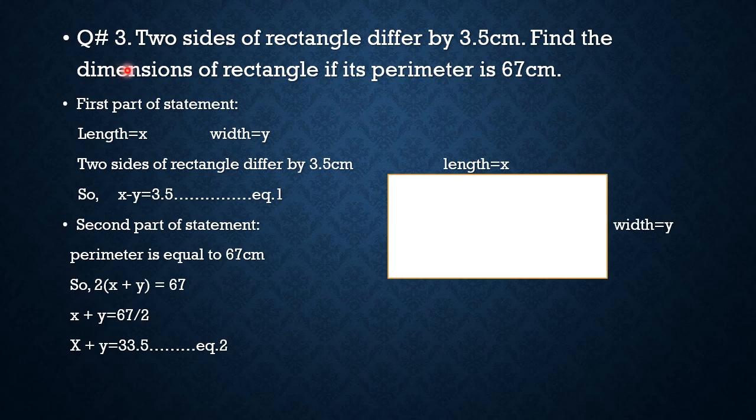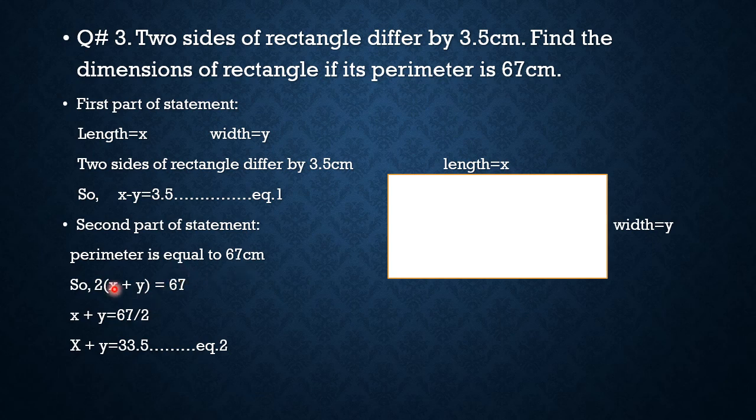Now move on to question number 3. Two sides of a rectangle differ by 3.5 centimeter. Find the dimensions of the rectangle if its perimeter is 67 centimeter. Let's suppose this is the rectangle. The length of the rectangle is x and the width is y. So the first part of the statement is: two sides of the rectangle differ by 3.5. It means the difference between the two sides is 3.5 centimeter. So we can write x minus y is equal to 3.5. This is equation 1.